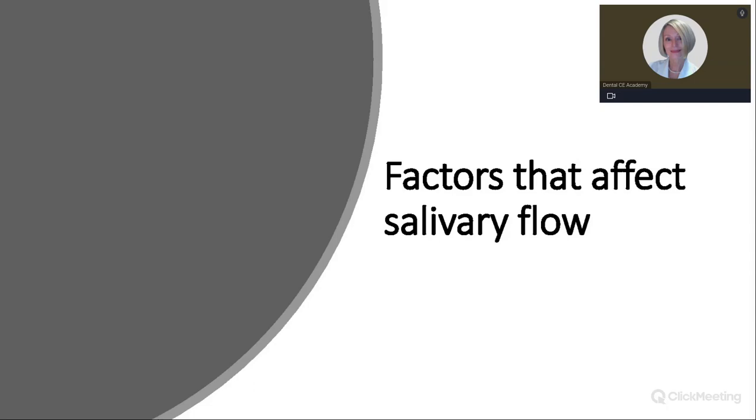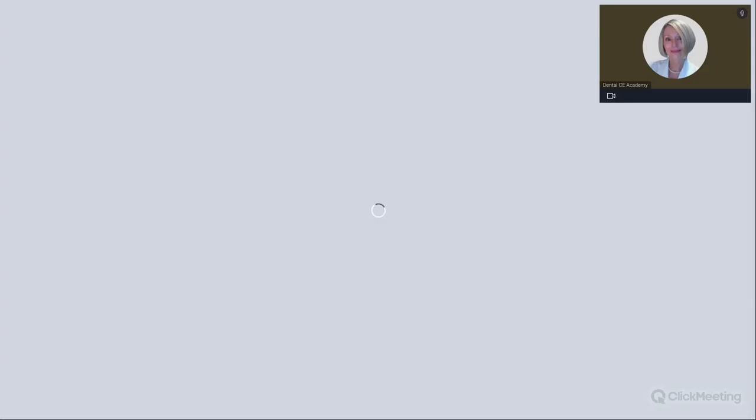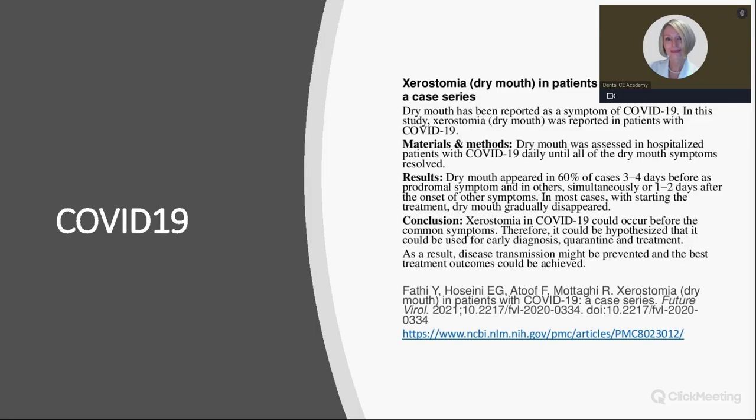Okay, let's talk now about factors that affect salivary flow. Early on in the pandemic, there was quite a bit of research on xerostomia in patients with COVID-19. Dry mouth was reported as a symptom of COVID-19. This was a study where they took a deeper dive, and dry mouth was assessed in hospitalized patients with COVID-19 daily until all of the dry mouth symptoms resolved.